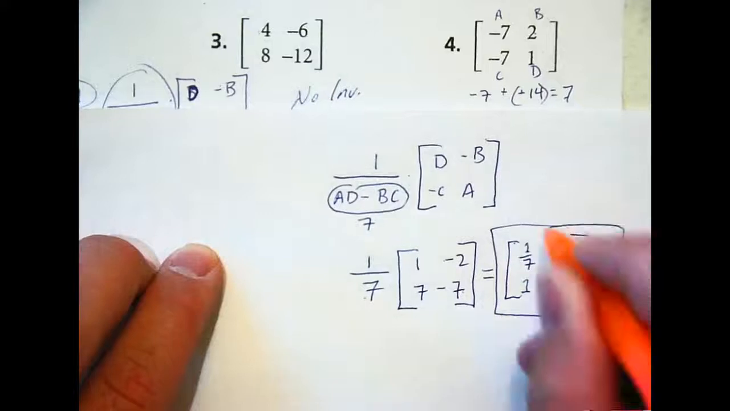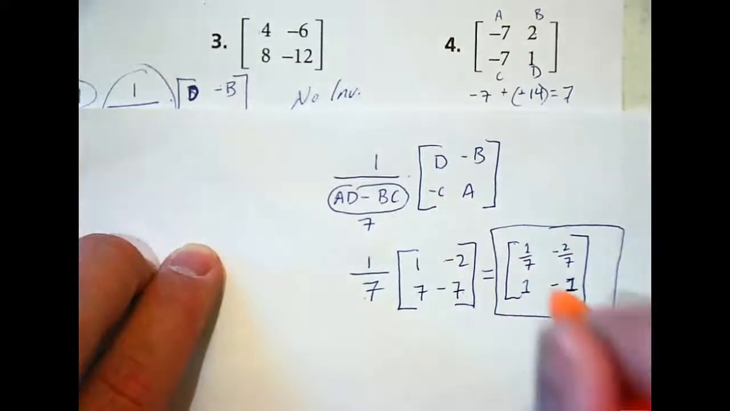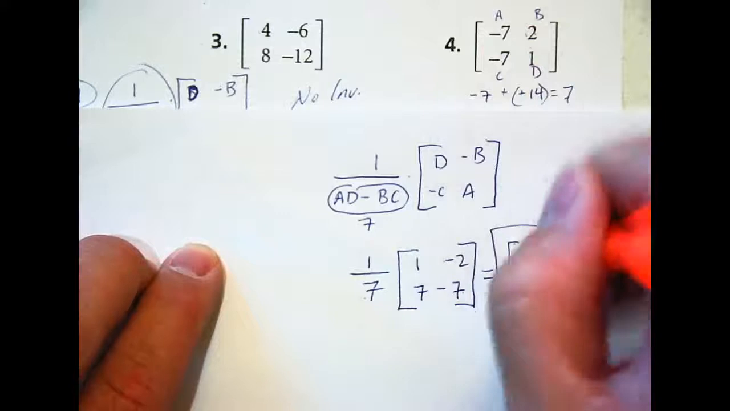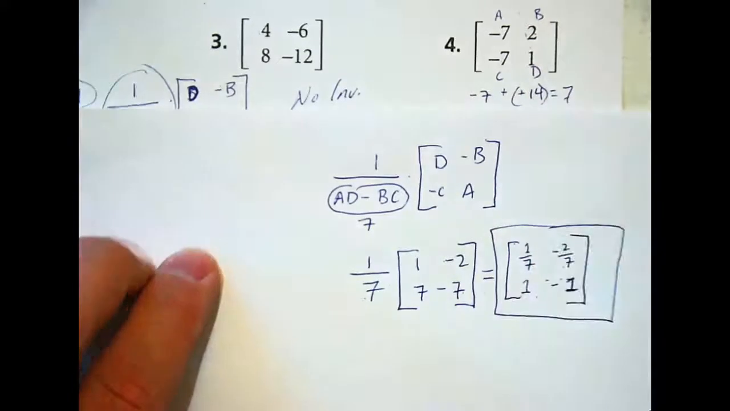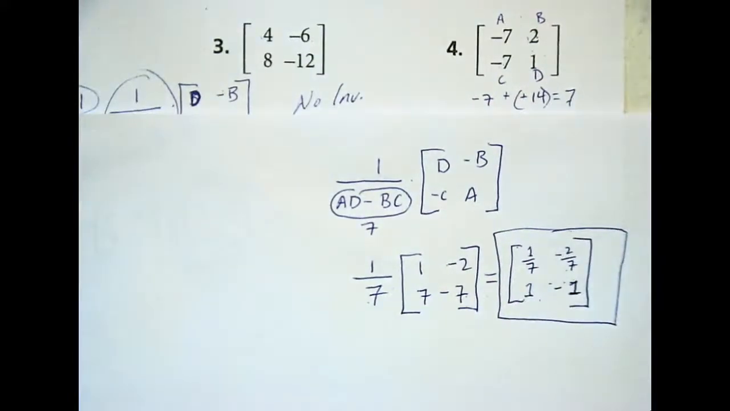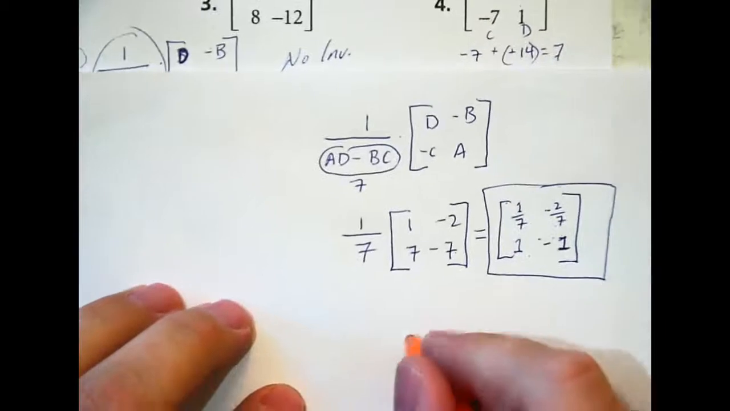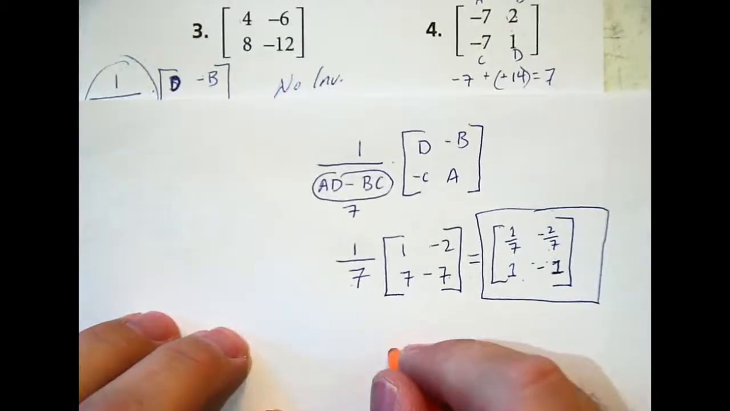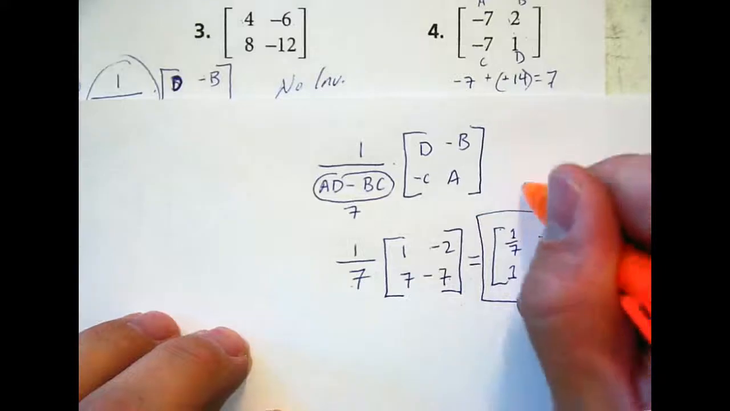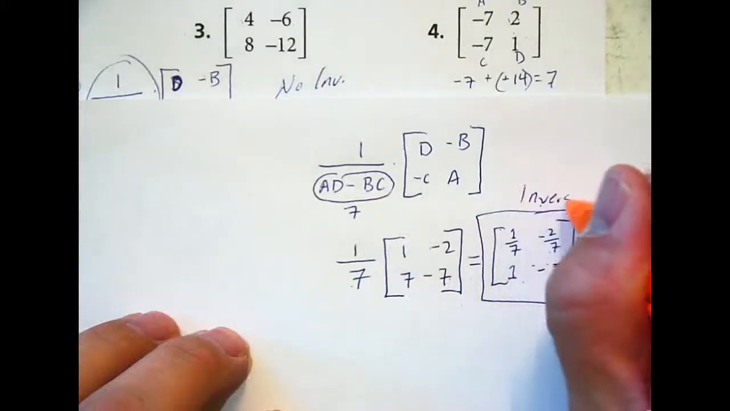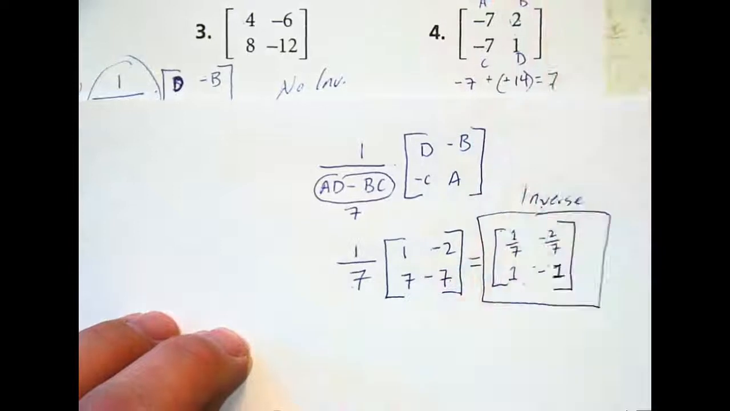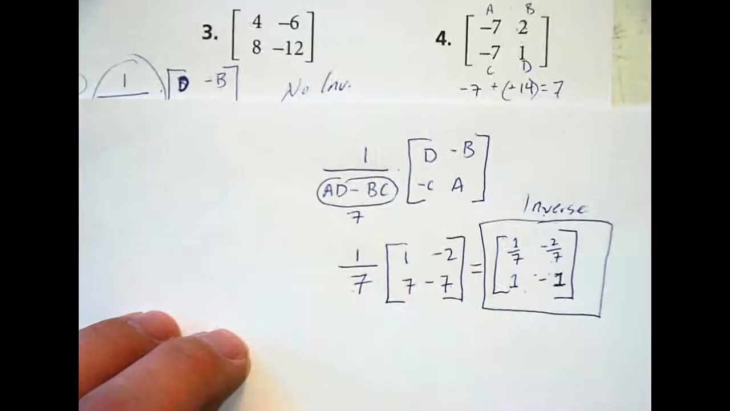If I were to multiply this by that, tell your neighbor what answer you would get. 1, 0, get your identity. Okay, what would I get? The identity. This matrix, the inverse, times the original will give me the identity. 1, 0, 0, 1. That's what we're learning here. Okay, any questions?